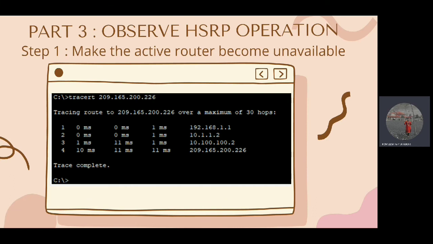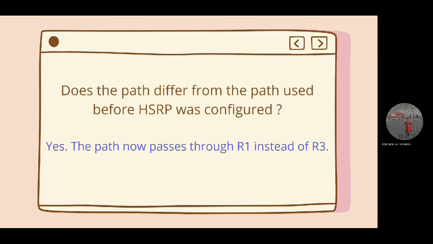Step 1, make the active router become unavailable. We have to open a command prompt on PCB and enter the command tracert 209.165.200.226. We can see the trace has been completed. The next question is, does the path differ from the path used before HSRP was configured? Yes, the path now passes through R1 instead of R3.